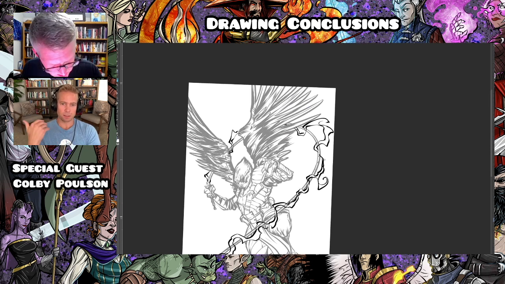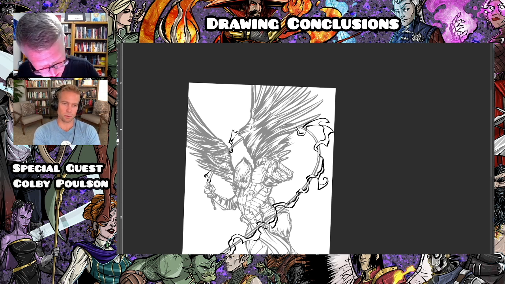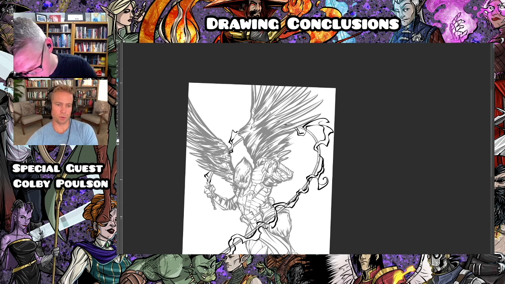Song of Rest lets you sing a song or tell a tale during a short rest that will let everyone add an extra d6 of healing if they spend hit dice to recover their hit points. So just a nice little boon for you and your party.